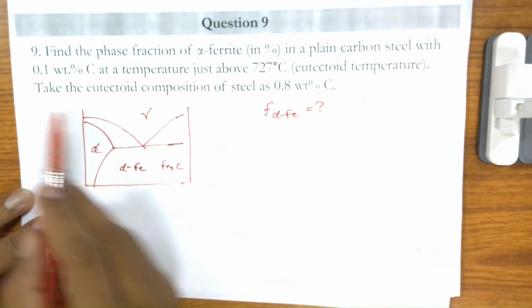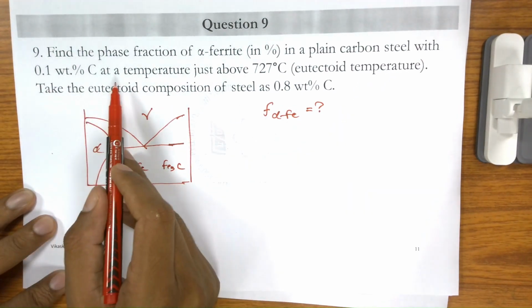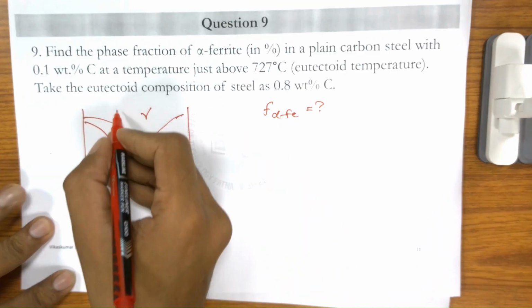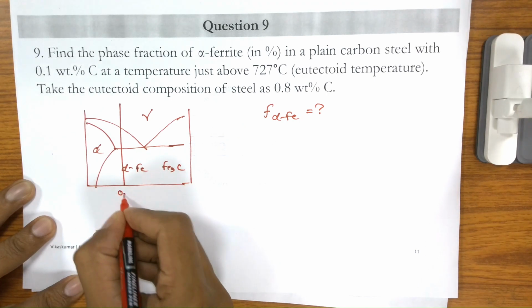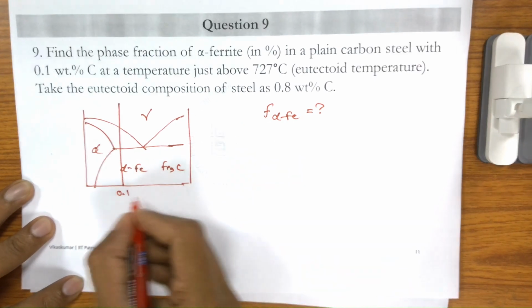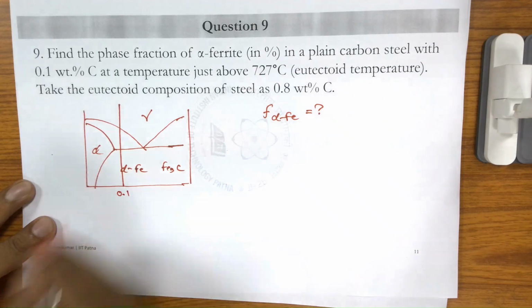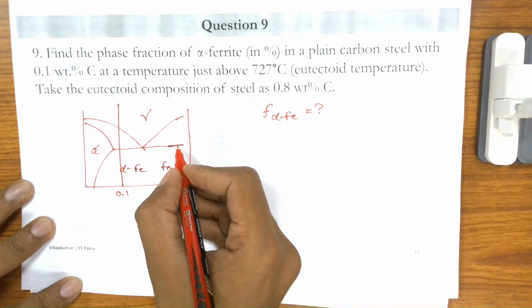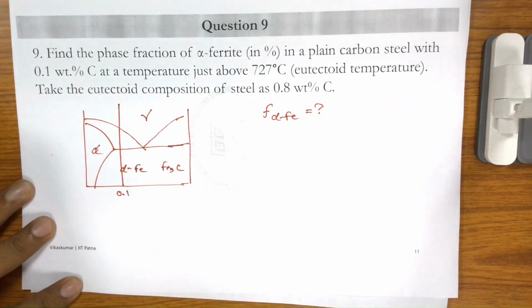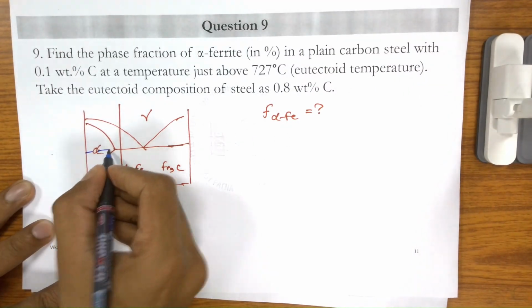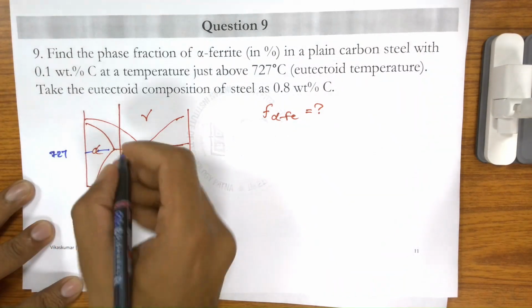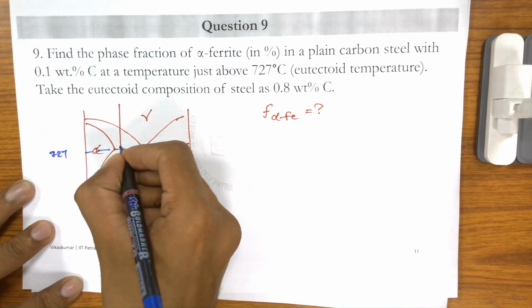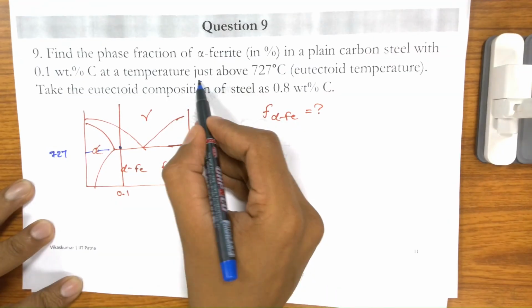In a plain carbon steel with 0.1 weight percent carbon, at a temperature just above the eutectoid. So the steel is given to us, it's 0.1 weight percent, so the carbon percent is given to us. The temperature is just above the eutectoid, that is 727. So we are dealing somewhere around this particular temperature, just above the eutectoid temperature.